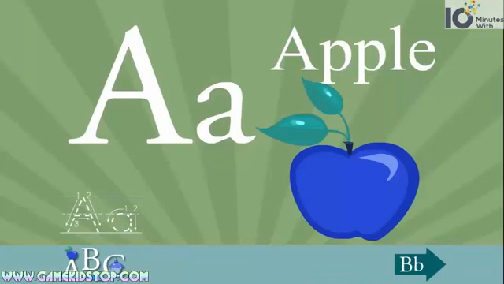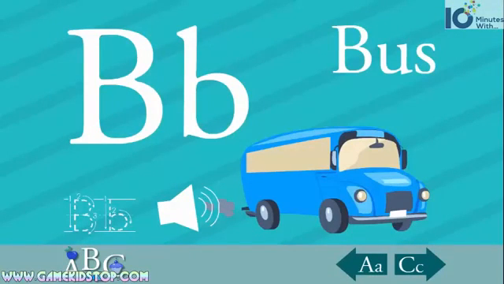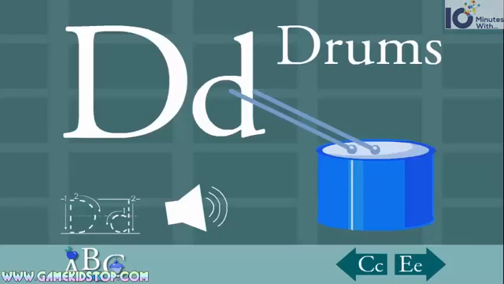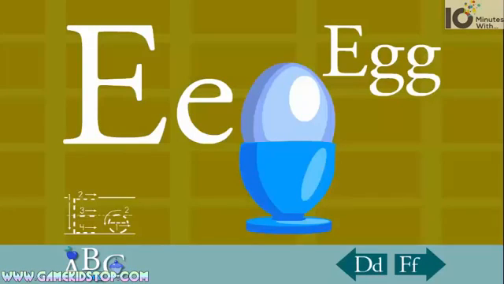A is for apple. B is for bus. B makes a B sound. C. C makes a K sound. C is for cupcake. D. D makes a D sound. D is for drums. E. E makes an E sound. E is for egg.